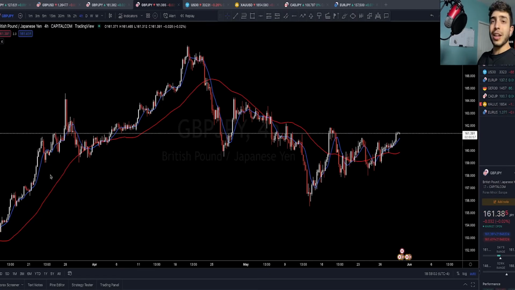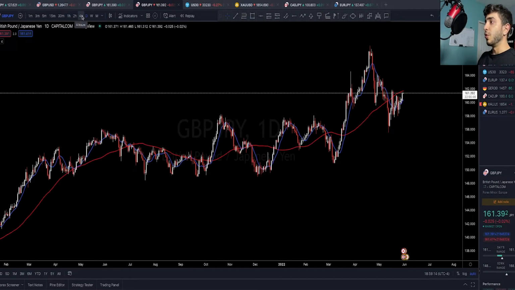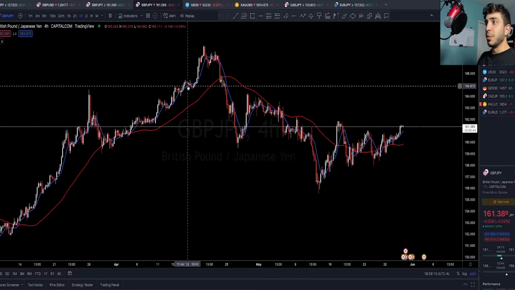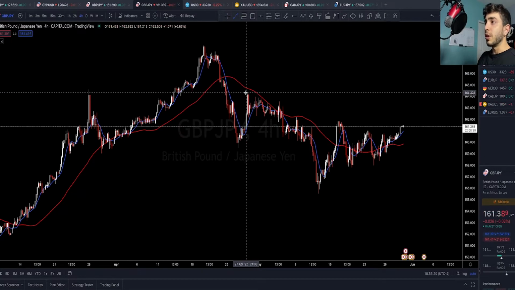Alright, so we're looking at GBP JPY right now. We're currently on the 4-hour chart. So first we want to identify the trend that's been going on for the most part. We can either go to the daily time frame or the 4-hour time frame. Currently, I'm going to be using the 4-hour. So quickly, we're just going to draw our trend line real quick.